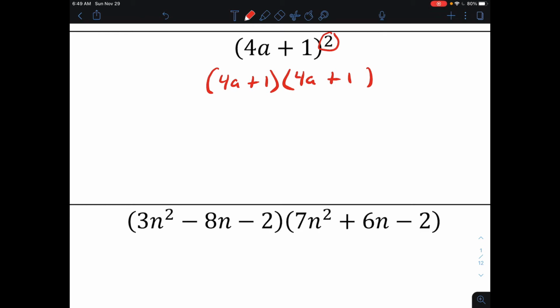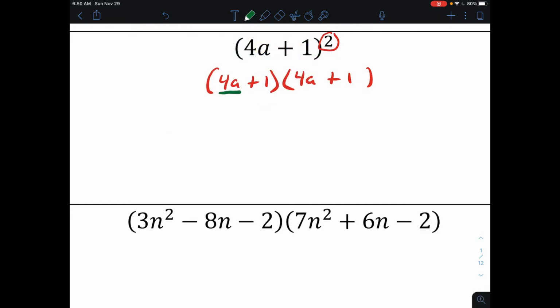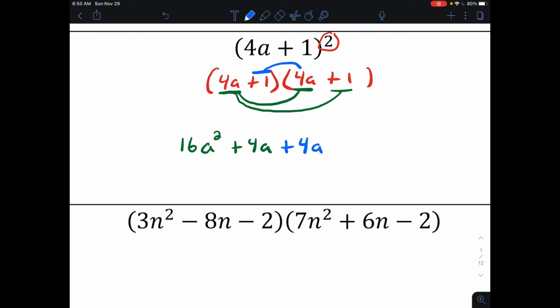And so I would rewrite it as 4a plus 1 times 4a plus 1, and then we would do what we just did, and we would distribute twice. So I'm going to take that 4a, multiply it to that 4a in the second set of parentheses. 4 times 4 is 16. A times a is a to the second power. And then 4a times 1 gives me plus 4a. And then we do it again. So I need to take the 1, multiply it to both terms in that second set of parentheses. So that'd be plus 4a. And then 1 times 1 gives me positive 1.